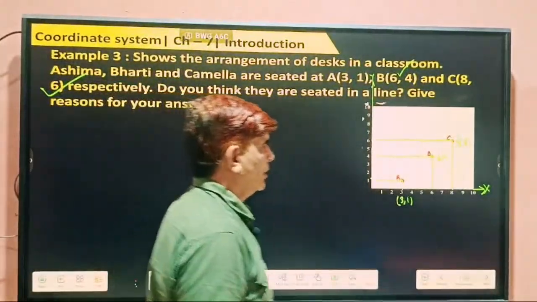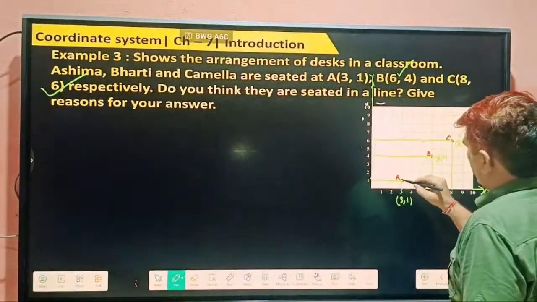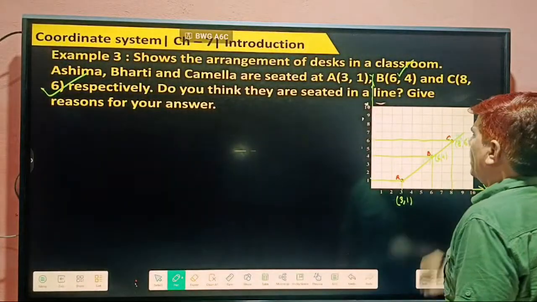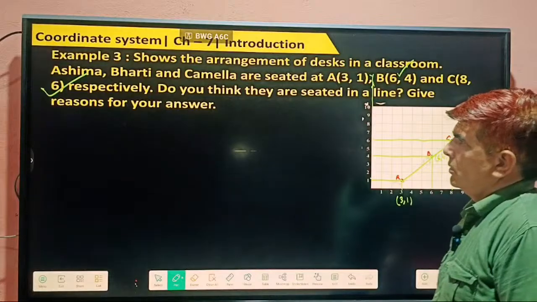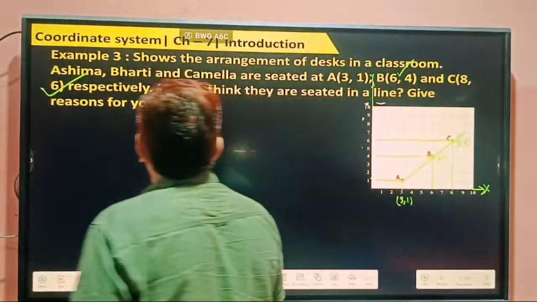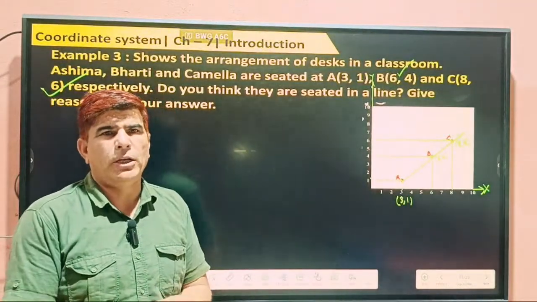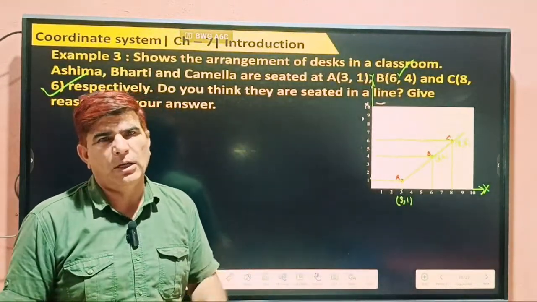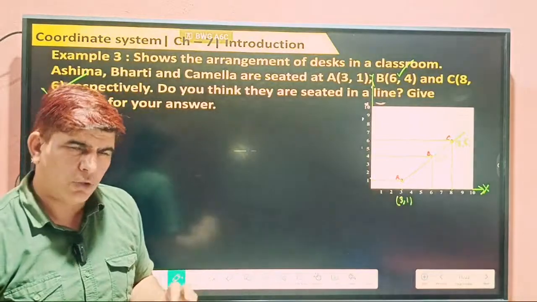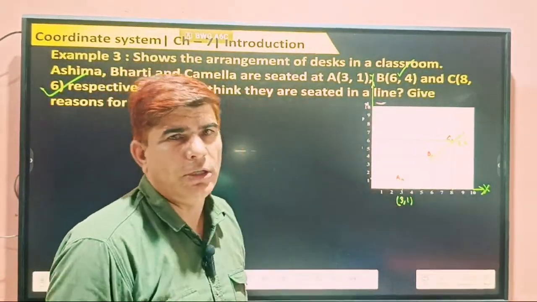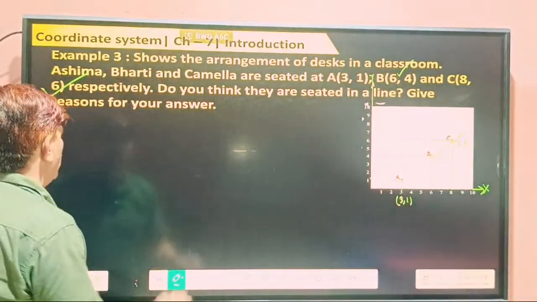Do you think they are seated in a line? It means they are forming a line, sitting in a line. Or we can say these points are collinear. Collinear means if more than 2 points lie in one line, they are collinear. And if the points do not lie in a line, they are called non-collinear. So first what will we find out?